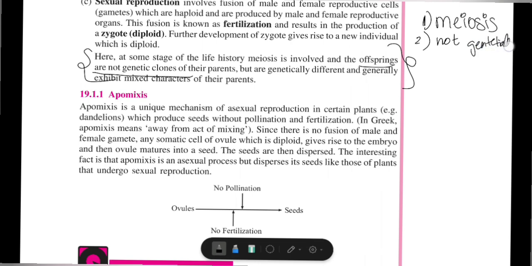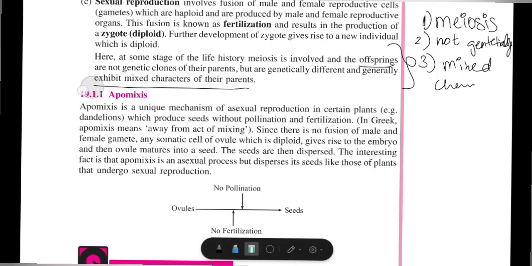We learned that in vegetative and asexual reproduction, the offsprings are genetically like the parents, because only a single parent is involved. Here, however, there are two parents involved, so obviously they are not genetically identical. They exhibit mixed characters of their parents. The offsprings might have their father's features, they might have their mother's features.